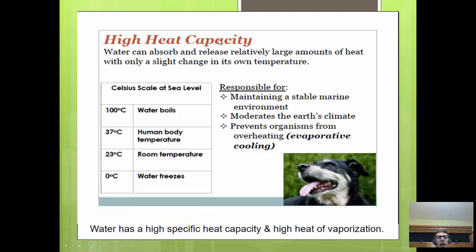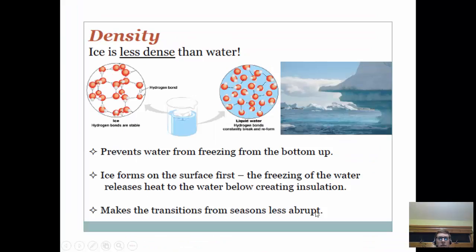And it also has a high heat capacity that makes sure that the oceans are stable. It moderates the Earth's climate. It prevents organisms from overheating. High heat capacity just basically means that it takes a lot of heat to change water in terms of degrees. It takes a lot of heat to get up to 100 degrees Celsius, and a lot of heat needs to be removed to get down to the water freezing, which is very, very important for life.